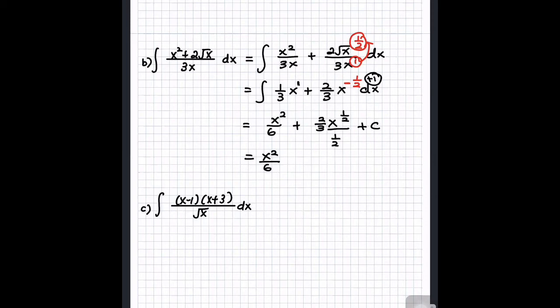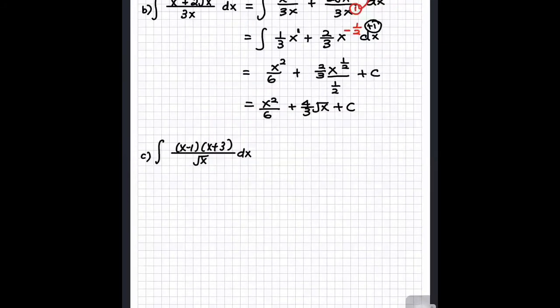So now you put 2 over 3 divided by half. Answer is 4 over 3 root x plus c. I will do c, then you check.